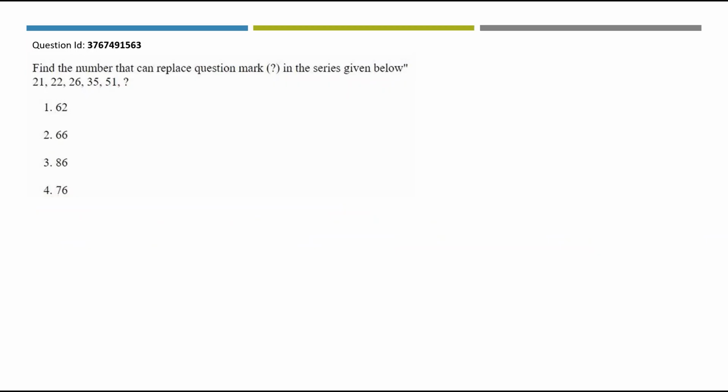Next question. Find the number that can replace the question mark in the series given below. They have given 21, 22, 26, 35, 51 and we have been asked to find this particular number. What is the difference between 21 and 22? It is 1. So 22 minus 21 will give you 1. What about 26 minus 22? This will give you 4. What about 35 minus 26? This will give you 9. What about 51 minus 35? This will give you 16.